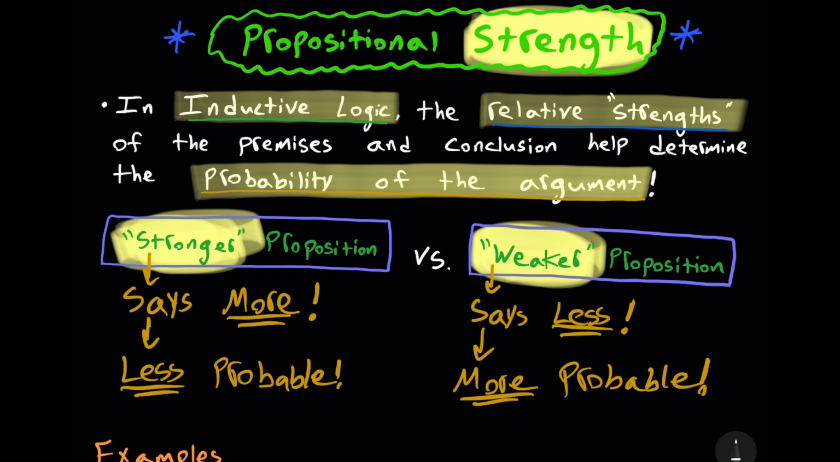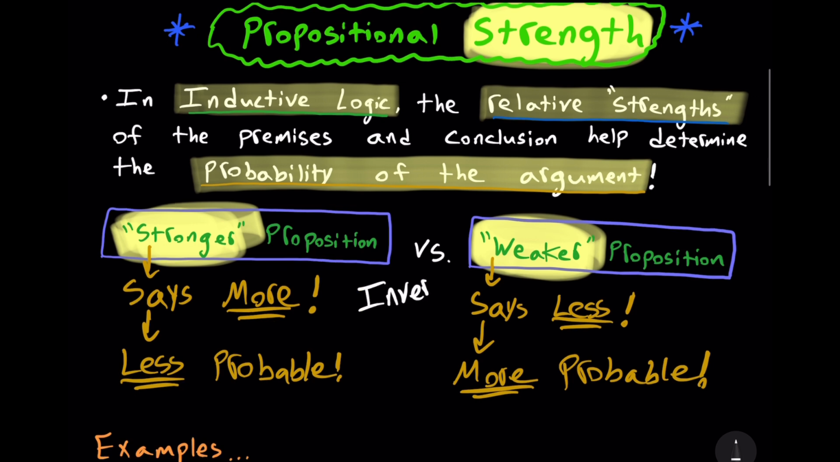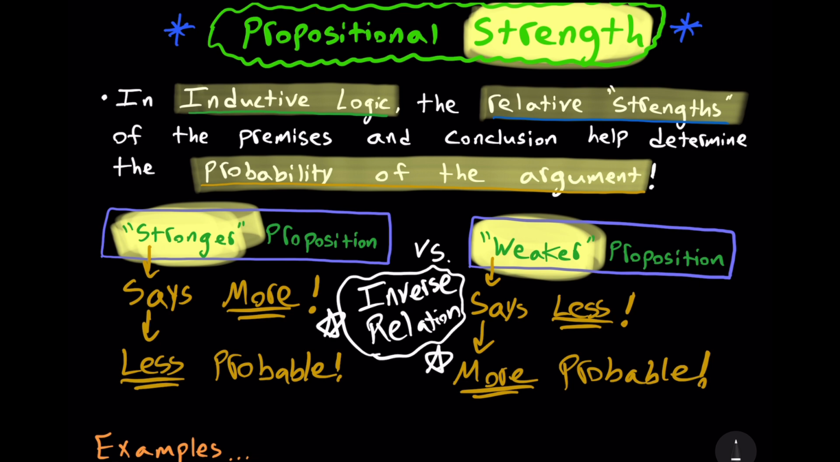So given that, we can see that there is an inverse relation here, that is between strength versus probability, other things being equal. If we have something that's stronger, it says more, it's less probable. If we have something that's weaker, it says less, it's more probable. So we have more versus less. Inverse relationship, less versus more, inverse relation. And this has some perhaps surprising implications in terms of what is the strongest possible proposition or what is the weakest possible proposition. And we're going to get into that. But before we do that, let's consider some simple examples.